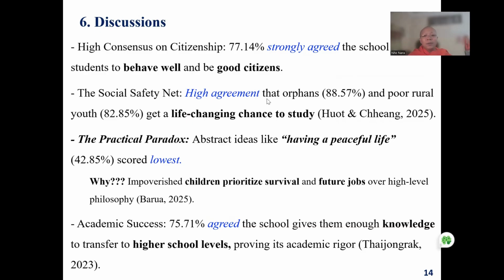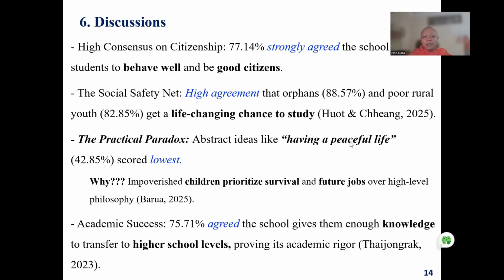And there is high agreement, 88.57%, that orphans and poor rural youth get a life-changing chance to study. They are from the countryside, and they have the chance to study and to stay in the temple. Two important things they get at one time: to study and to live. So this is really important.